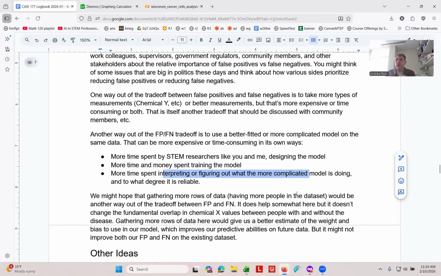We might hope that gathering more rows of data, having more people in the data set, would be another way out of the trade-off between false positives and false negatives. It does help somewhat here, but it doesn't change the fundamental overlap in chemical X values between people who have the disease and people who don't have the disease. Gathering more rows of data here would give us a better estimate of the weight and bias to use in the model, which improves our predictive abilities on future data, but it might not improve both our false positives and false negatives on the existing data set.